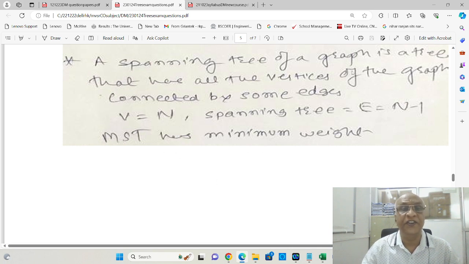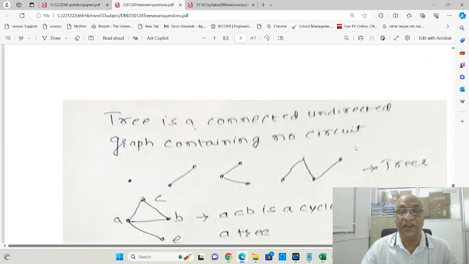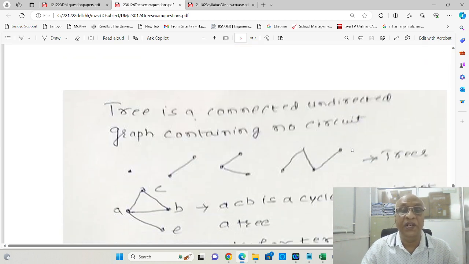So here is the definition again. What is a spanning tree of a graph? It has all the vertices of the graph connected by some edges. If the vertices are n, in a spanning tree the edges are n minus 1. The minimum spanning tree has minimum weight.